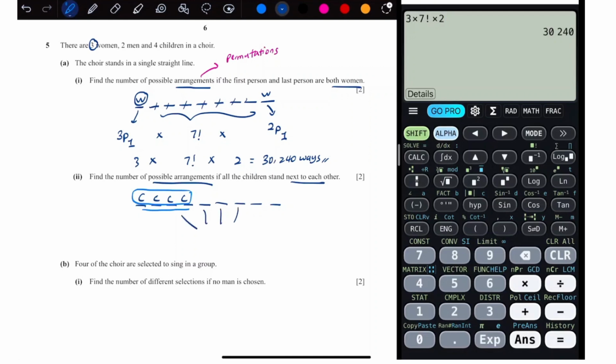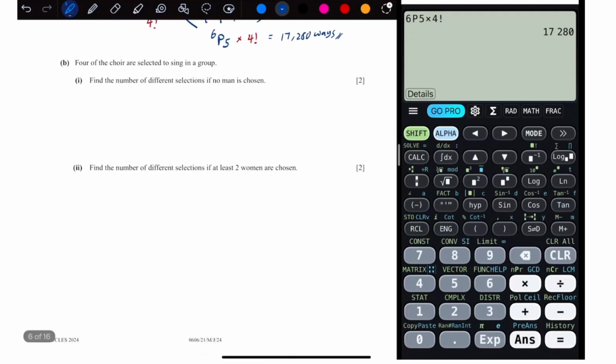1, 2, 3, 4, 5, 6. Out of the 6 places, they'll move together, right? So how many places can they move? 1, 2, 3, 4, 5. So 6P5. But don't forget that the children inside can also interchange places. So just multiply by 4 factorial, then you'll get your answer. So 6P5 times 4 factorial, right? So that's going to be 17,280 ways.